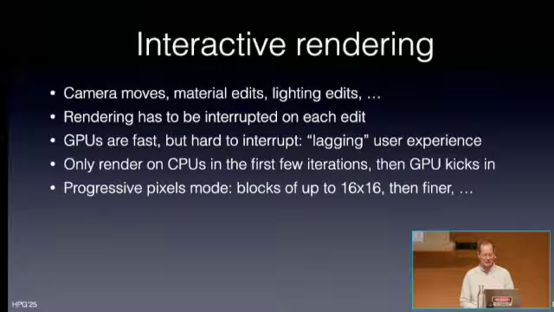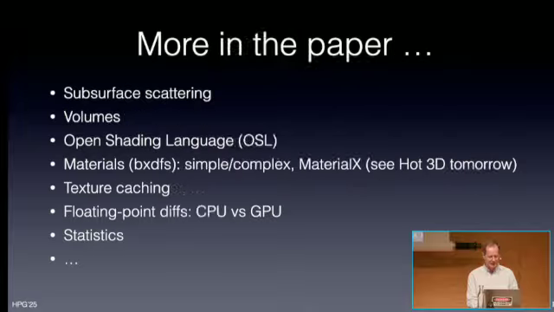So our workaround for this is to only render on the CPUs in the first few iterations in an interactive setting, and then have the GPU kick in. We also have a progressive pixels mode, so each sample can color blocks up to 16 by 16 pixels initially, and then we go down to 8 by 8, 4 by 4, for a better interactive experience.